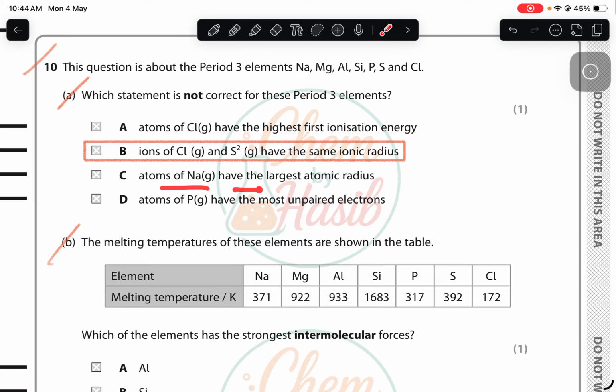Atoms of sodium have the larger atomic radius. Yes, sodium has the larger atomic radius, because when we move along the period, the atomic radius decreases. Atoms of phosphorus have the most unpaired electrons. True, phosphorus has the most. It has 3 unpaired electrons. If you write its electronic configuration using the box notation, you will see phosphorus has the greatest number of unpaired electrons among these elements.